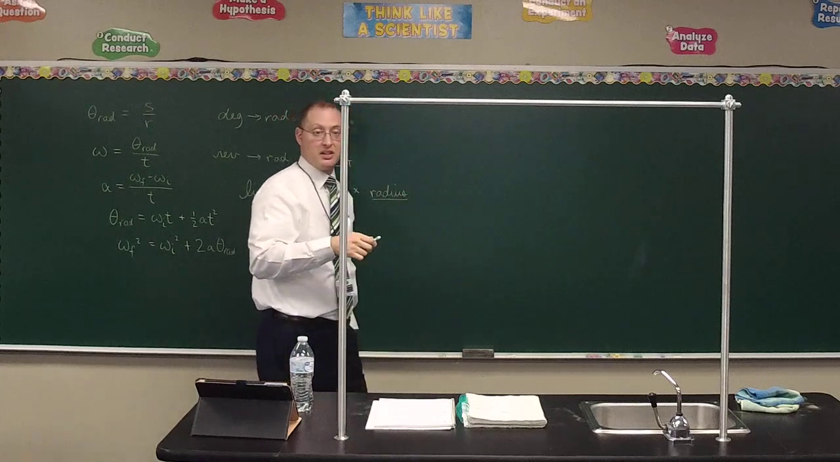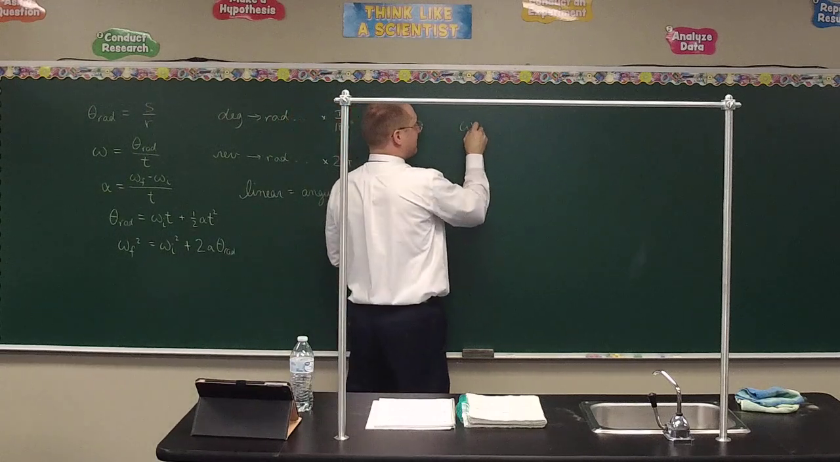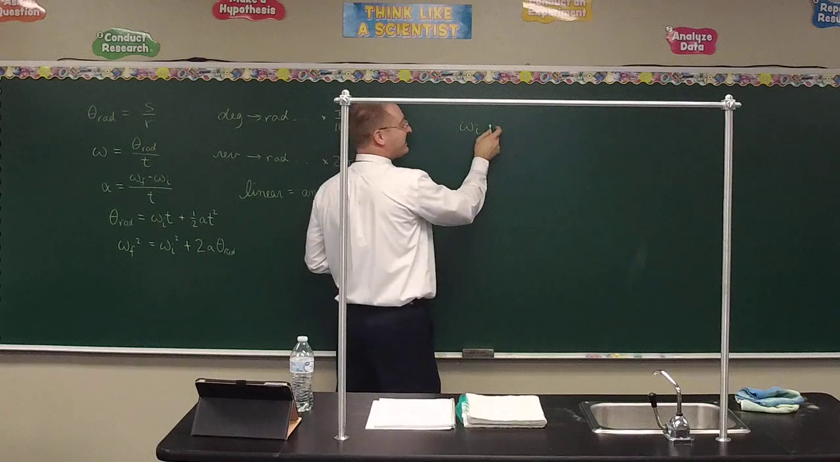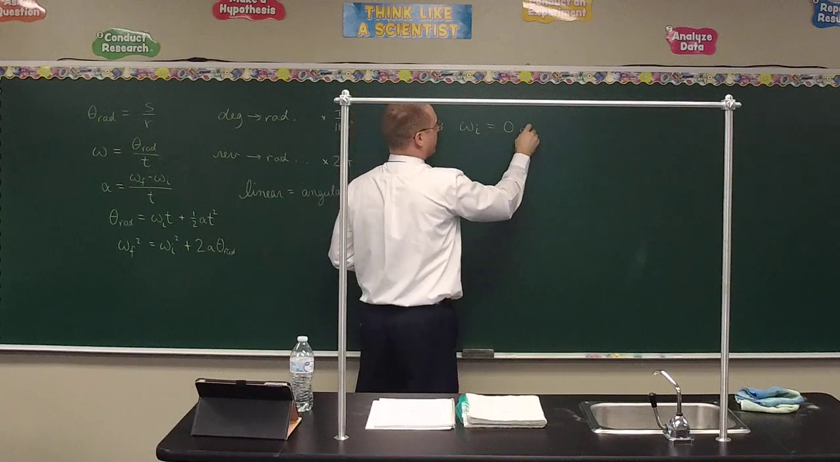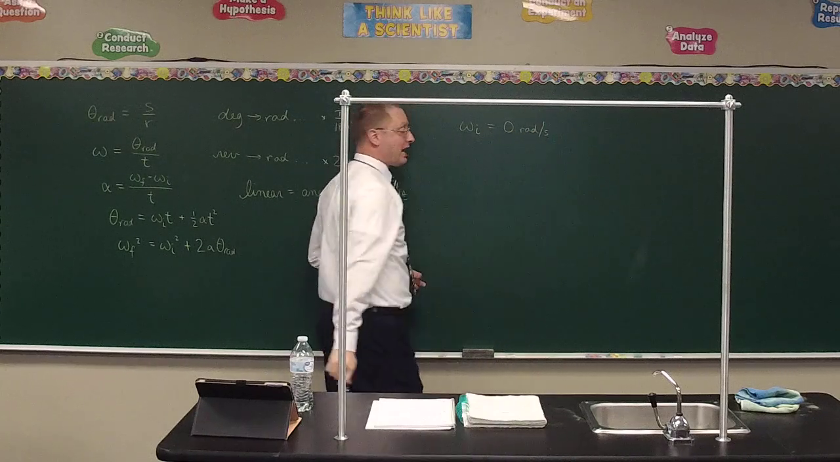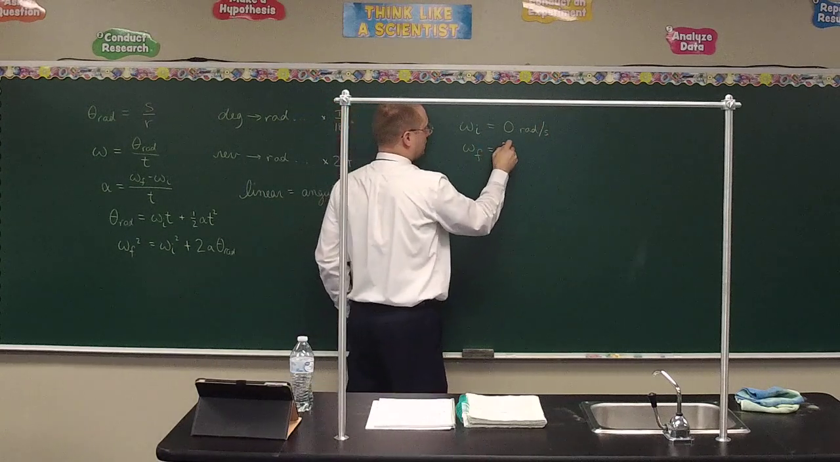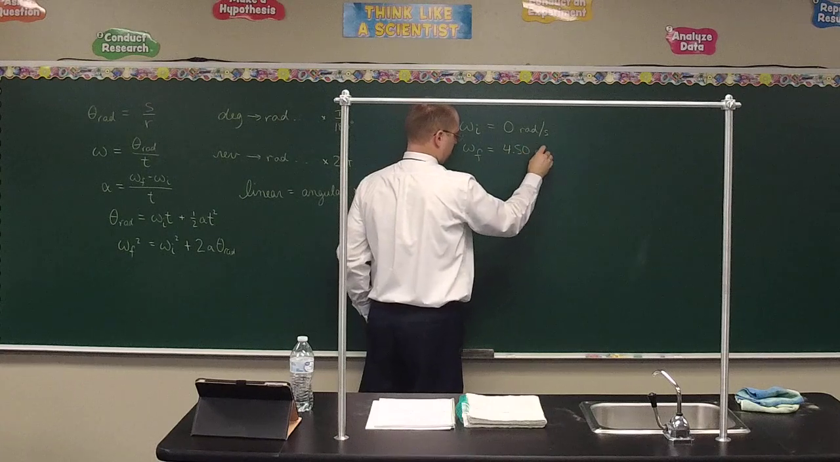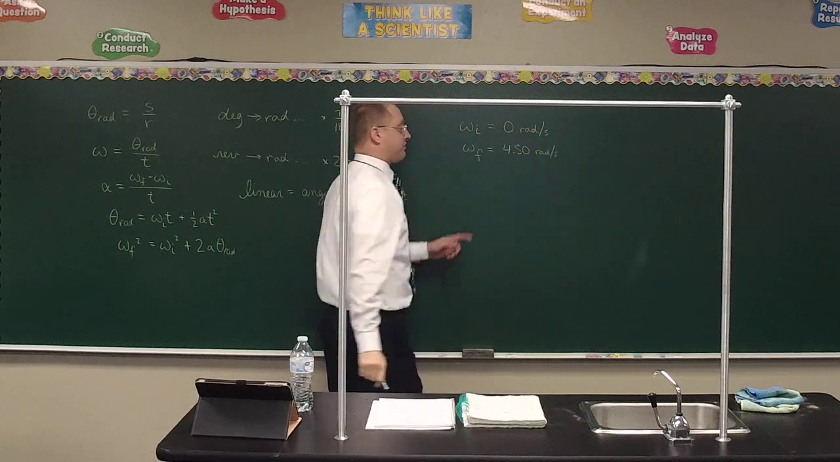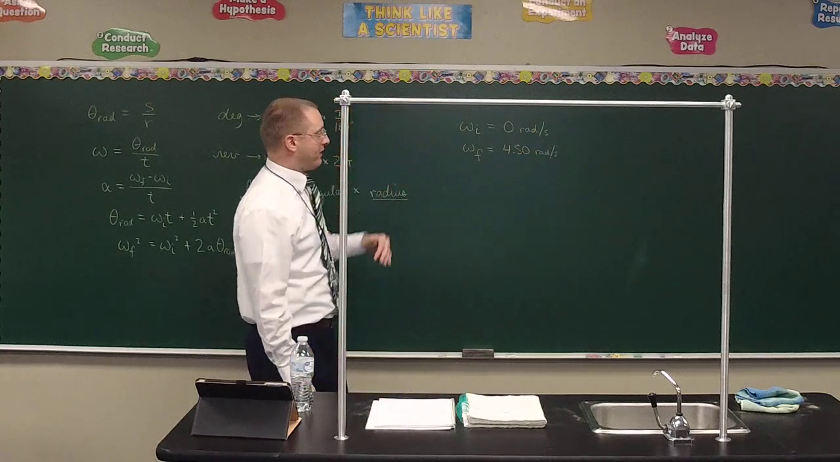The initial angular velocity, omega sub I, is 0 because it's starting from rest. 0 radians per second starting out. But the final angular velocity, omega sub F, is 4.50 radians per second.